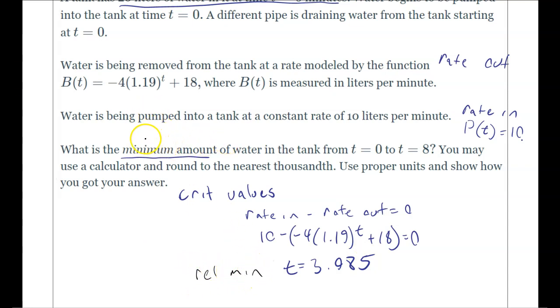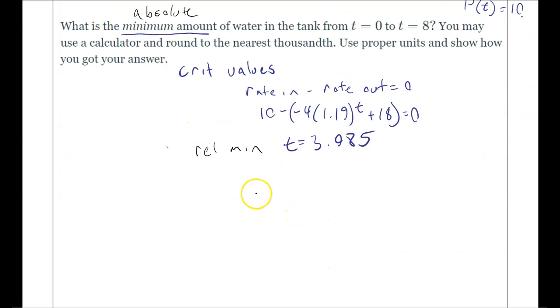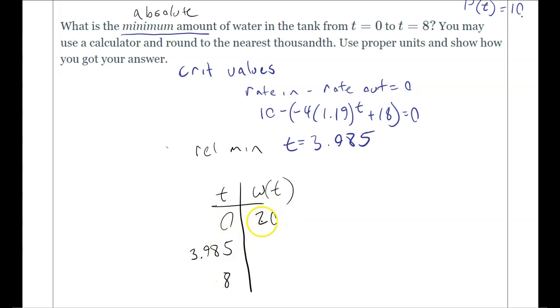The minimum amount means the absolute minimum amount. So we need to make a table here, right? And our table is going to be t versus w of t, because remember that's what we call the water level. And we're going to consider our endpoints and our critical value. We were given 20 in the text. Now we need to figure out how to find these two values. To do that, we need a function for w of t.